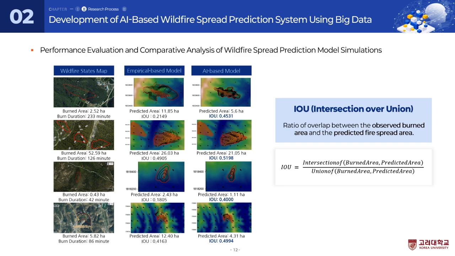To evaluate our algorithm, we compared predictions from both the empirical-based model and our AI model against actual fire suppression maps. We measured performance using IOU, intersection over union, which shows how much the predicted and actual burned areas overlap. Looking at the images here, you can see our AI model on the right has a higher IOU than the existing model, meaning it's more similar to the actual situation on the left.